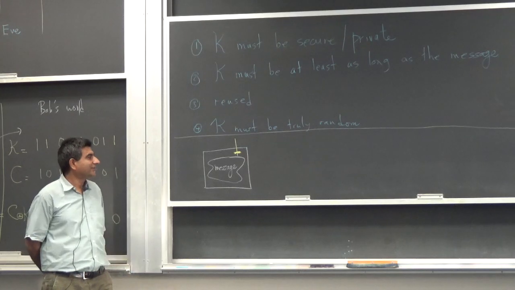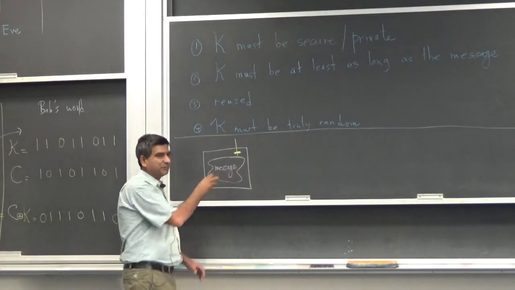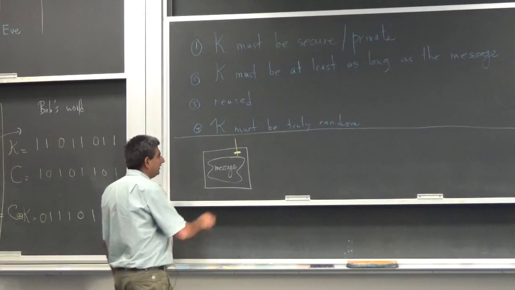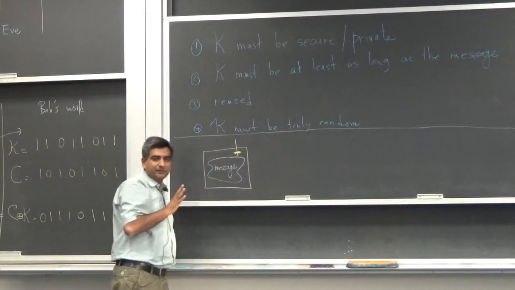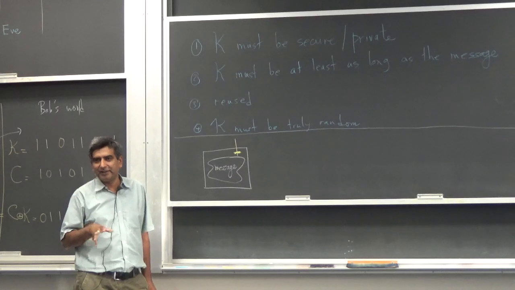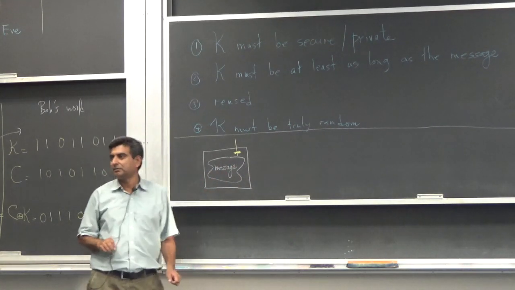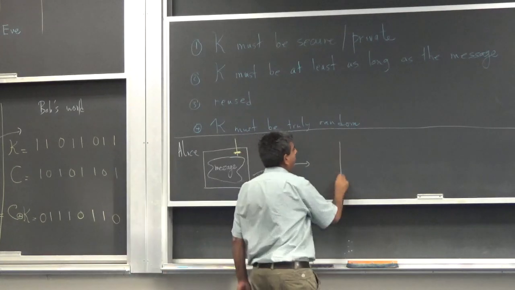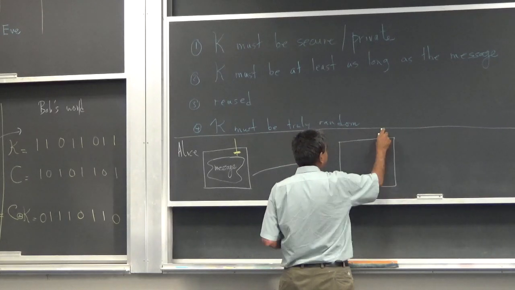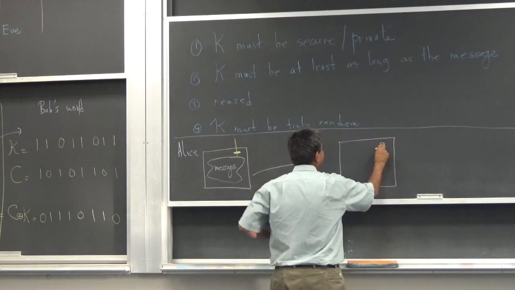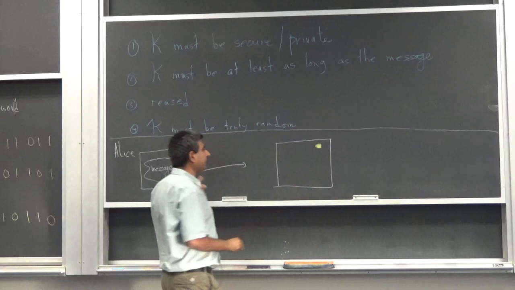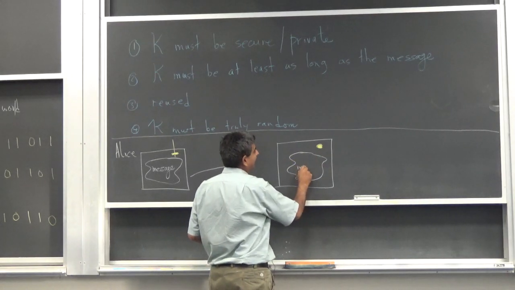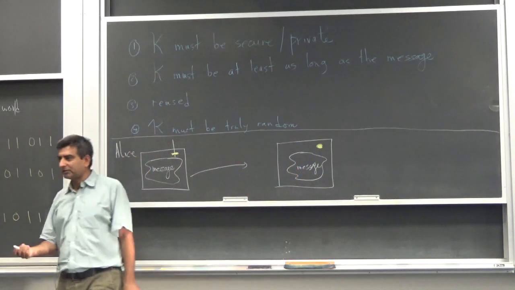Now, what if only Alice possesses this key and she does not share it with Bob? The yellow represents Alice. Alice can unlock this box and open up the message and see what's inside. But this message has to be transmitted to Bob. One mechanism is that Alice sends this box to Bob. It is locked, but the key is with Alice, and the message is inside. Bob has no chance of opening this box because he doesn't know what the key is.